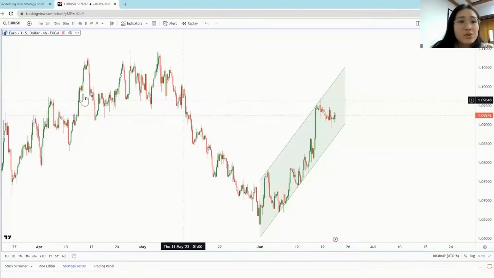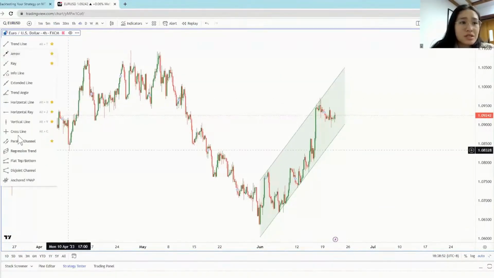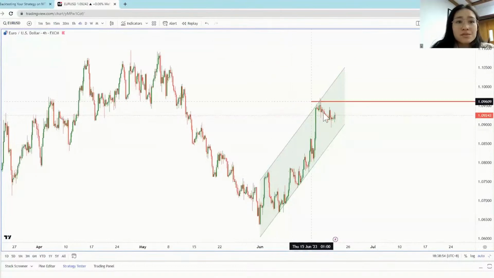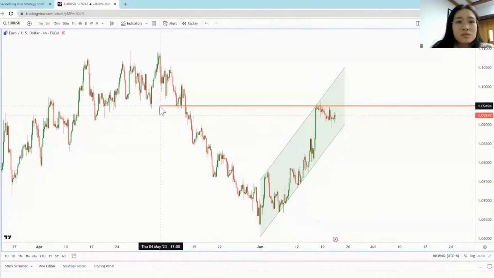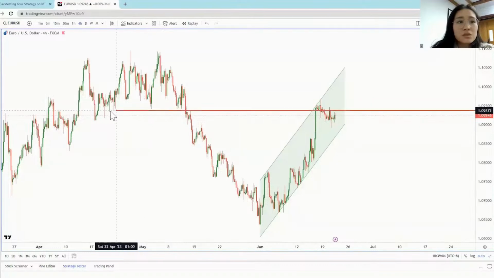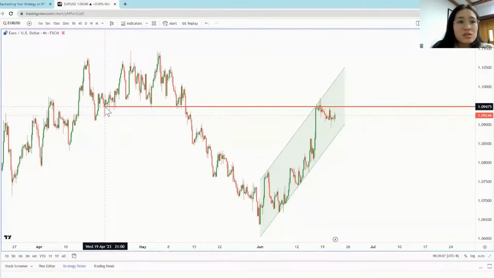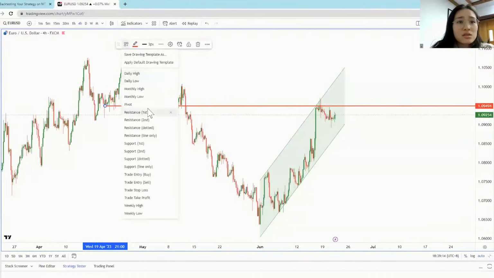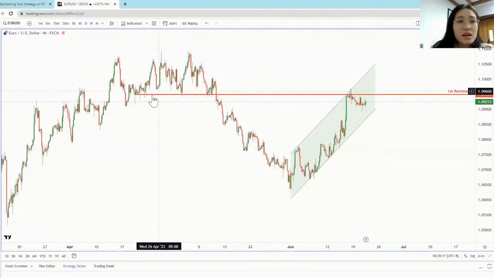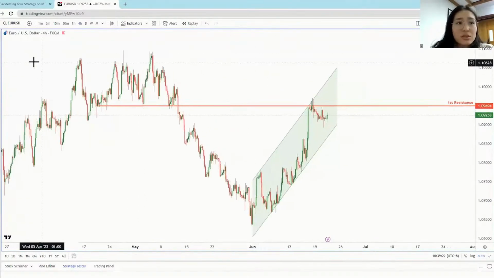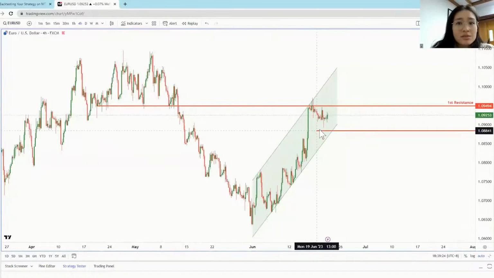So now that I've done that, let's go in with our support and resistance levels. So over here would be my first resistance. And you see, I want to pull it back as far as I can without cutting too many candlesticks, just so that I can see how significant this level is. So I've placed it here. I can see that price has tested this level many times in the past.